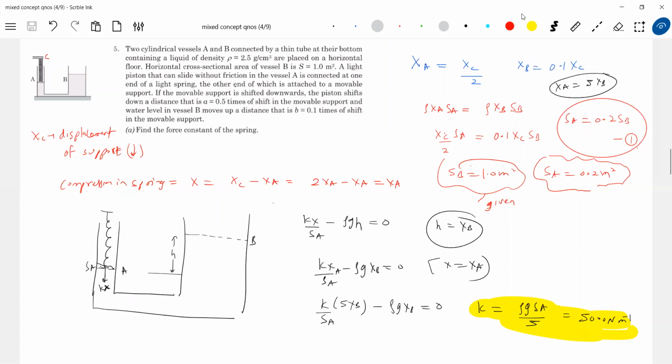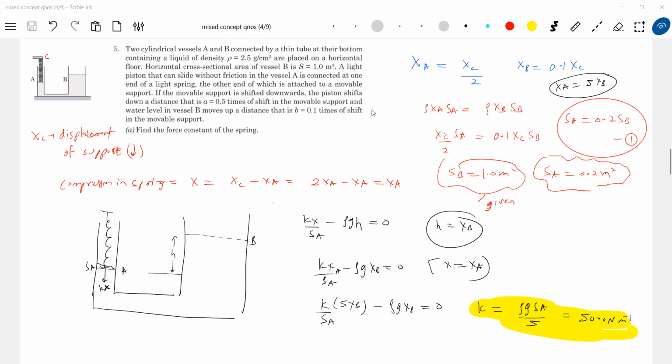It is the rise in level of liquid, no? Yes, sir, but A is also going down, no, sir? So that height will be added. What are you saying H is? XA plus XB, sir. No. H, I wrote XB, no? I took H equal to XB. H is the rising level of liquid in this one.